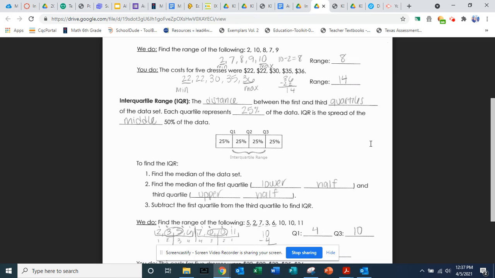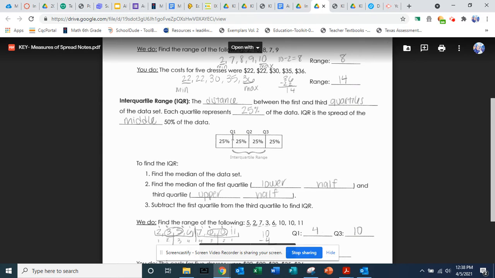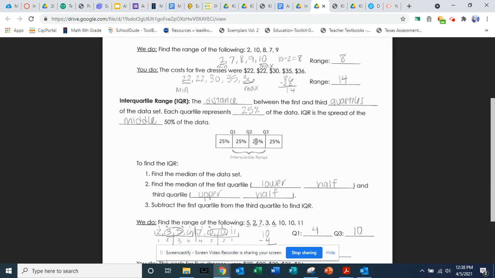Now, the interquartile range is something new. That is about quartiles. If you remember, the word quarter is 25% or 1/4. So it's the distance between the first quartile and the third quartile. So the middle 50% is the interquartile range.